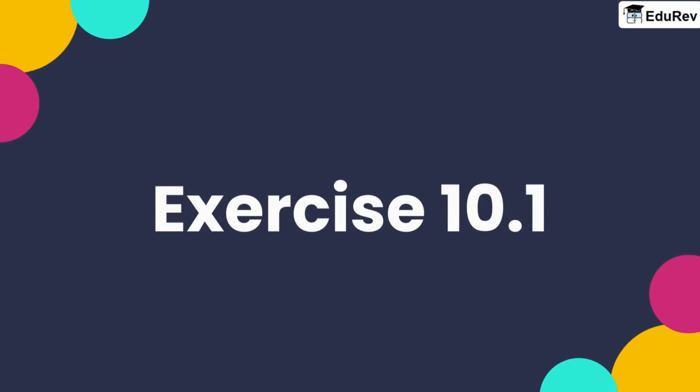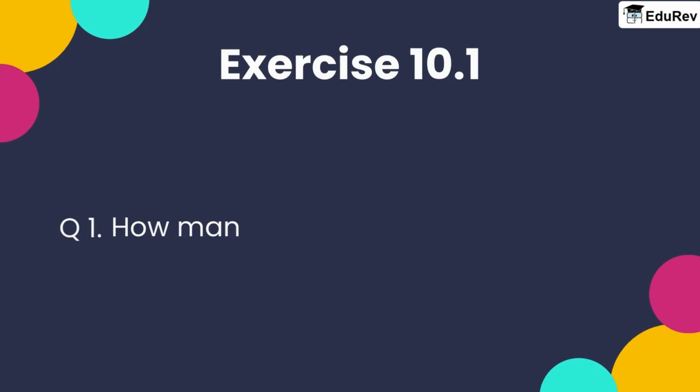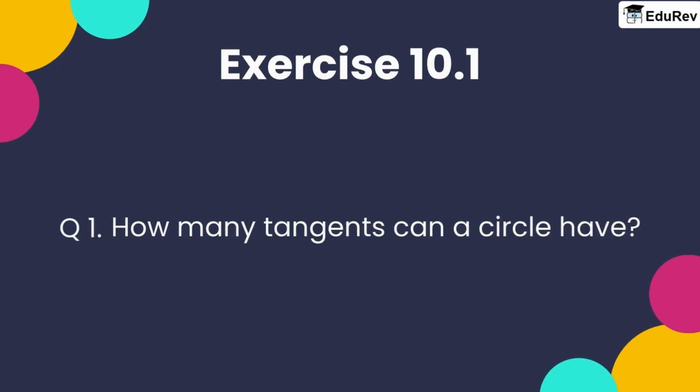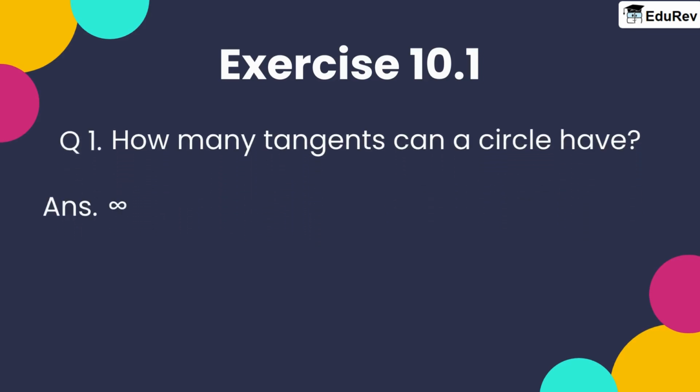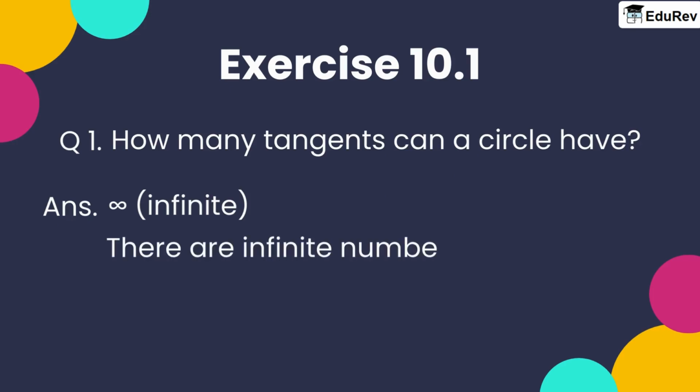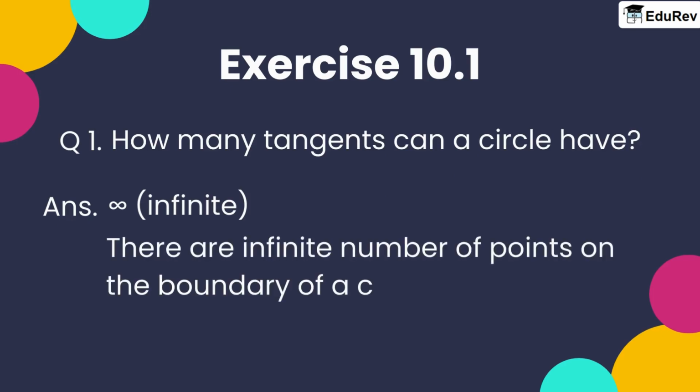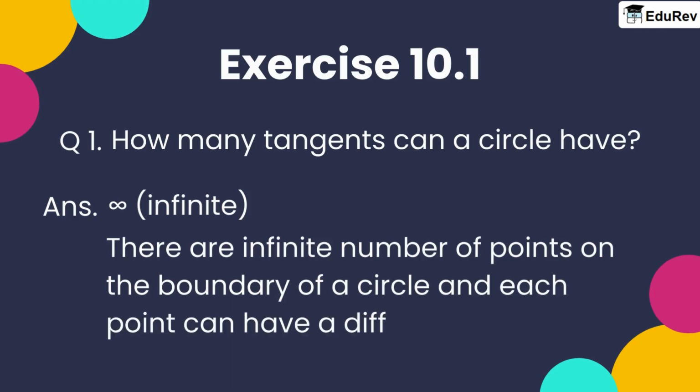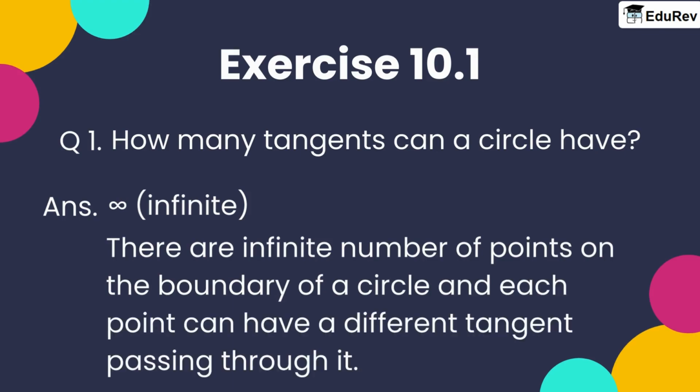Now, let's start the exercise 10.1 from NCERT. The first question is, how many tangents can a circle have? Think about it yourself. Yes, the answer is infinite. Because we have studied that there are infinite number of points on the boundary of a circle and each point can have a different tangent passing through it. Hence, there can be infinite number of tangents.